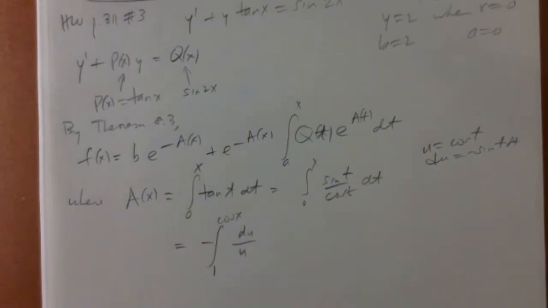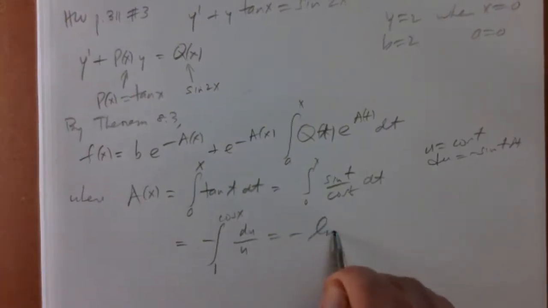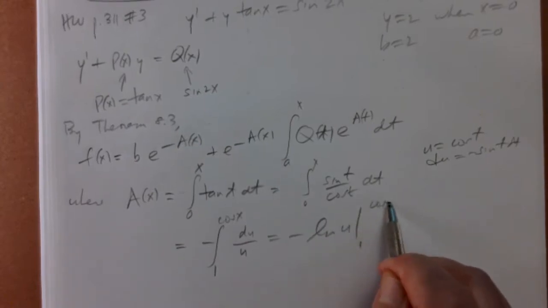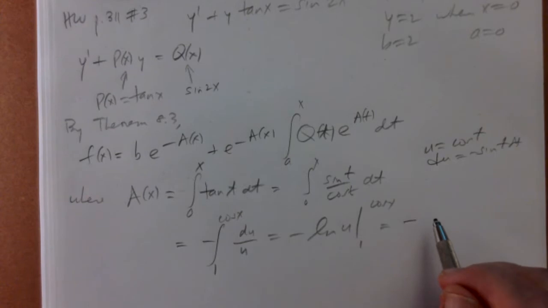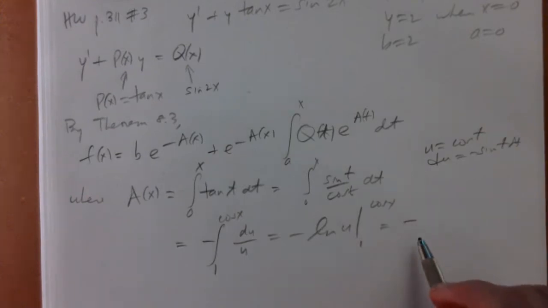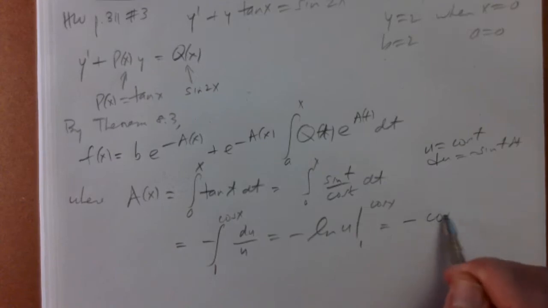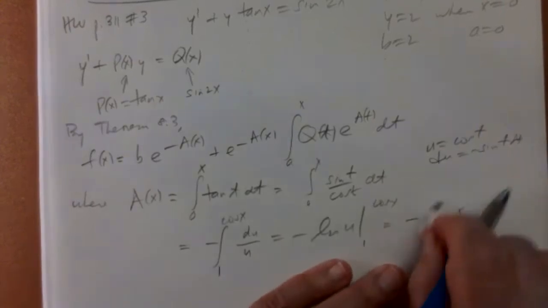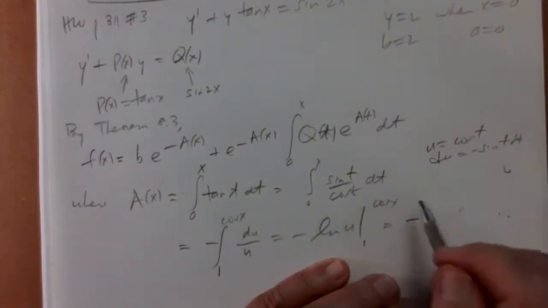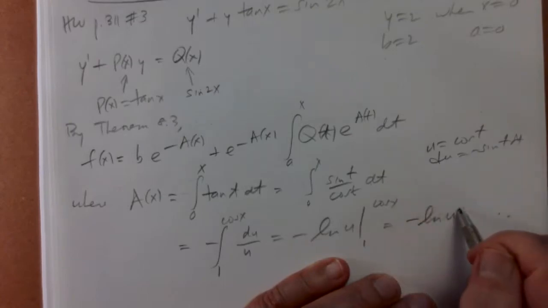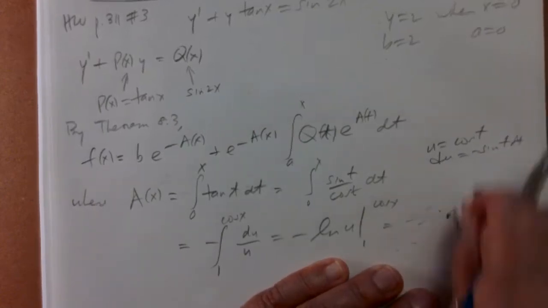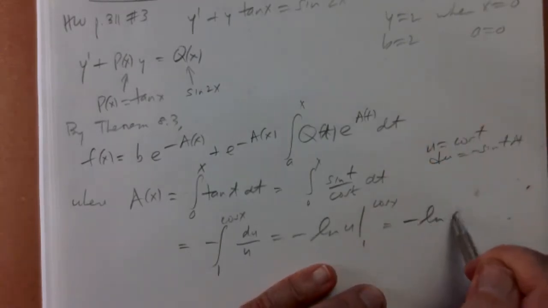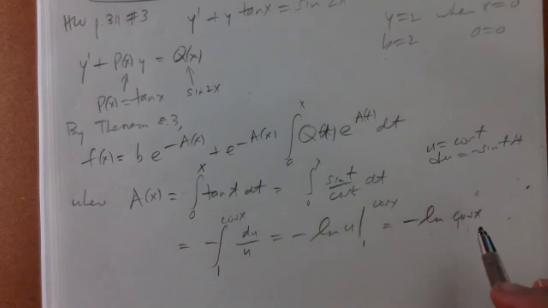So this is minus the integral from 1 to cosine x of du over u. This is just the logarithm. Minus the log of u from 1 to cosine x. Oh, sorry, I just wrote that, minus log of u. So this is minus the log of the cosine of x plus the log of 1, which is 0.